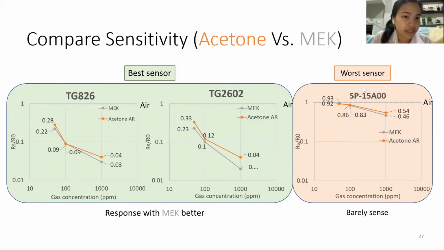And for the worst sensor, which senses both acetone and MEK poorly, we can see that the R ratio is very high, almost like air. It means that SP15A00 barely senses both acetone and MEK.